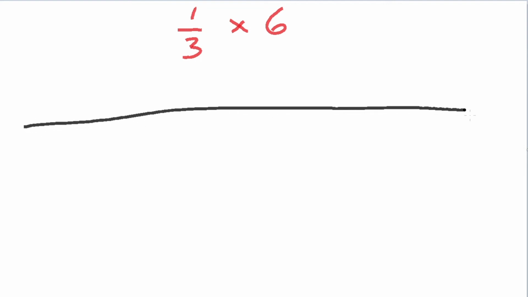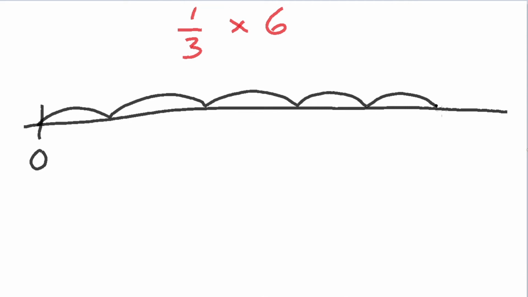Let's try another sample problem. This time we will do 1/3 times 6. I'm going to set up my number line just like I did before. I love drawing that line across. Back like we used to do in kindergarten, we're going to put a 0 here and let's skip count 6 times. So we're going to do 1, 2, 3, 4, 5, 6.